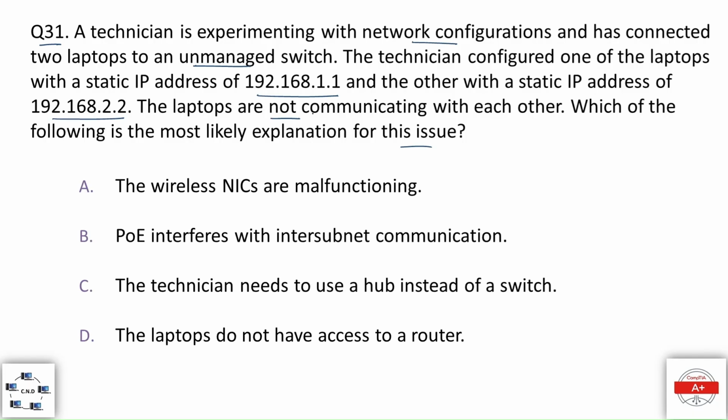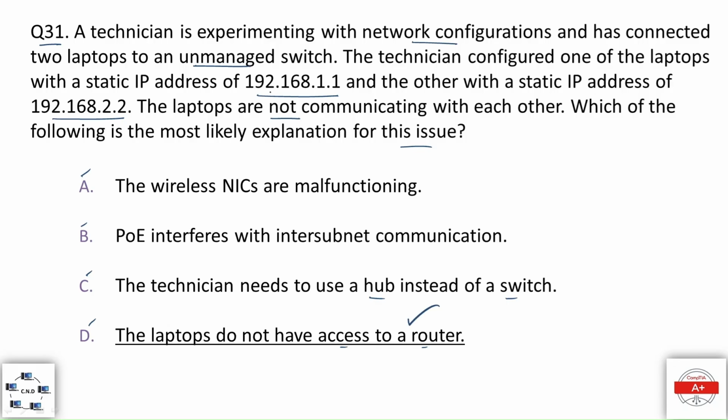And the options are: option A, the wireless network interface cards are malfunctioning. Option B, PoE interferes with inter-subnet communication. Option C, the technician needs to use a hub instead of a switch. And option D, the laptops do not have access to a router. And the correct option is option D, the laptops do not have access to a router.